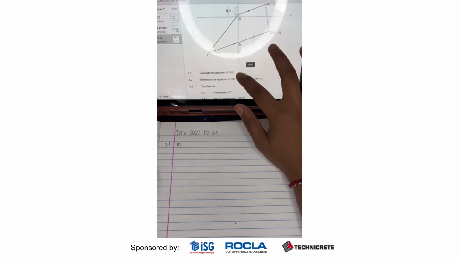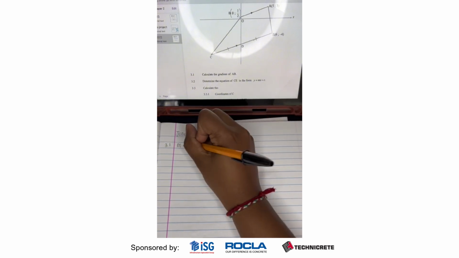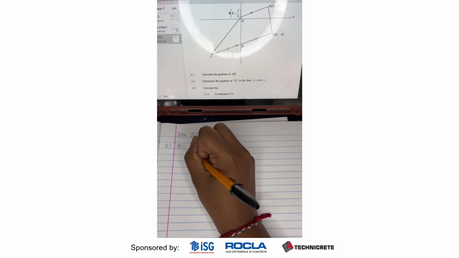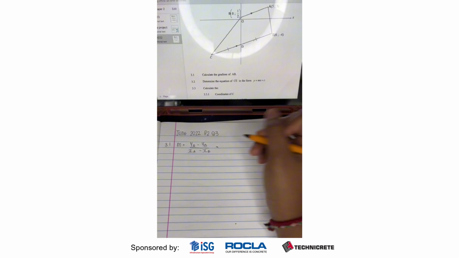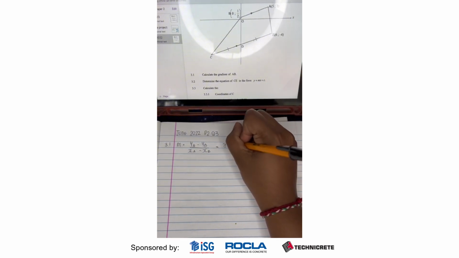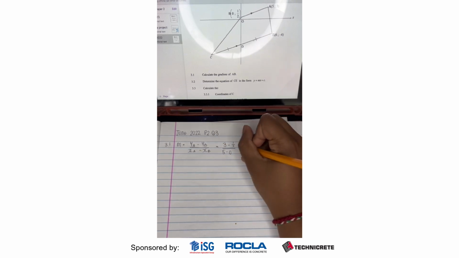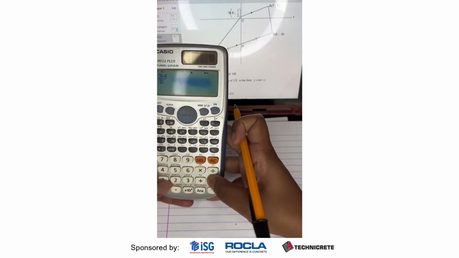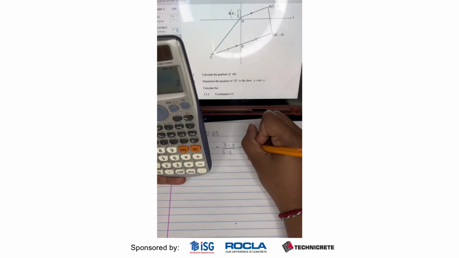Okay, calculate the gradient of AB. So gradient, we're going to have y of A minus y of B over x of A minus x of B, equal to, so y of A is 3 minus a half over x of A is 5 minus 0. And this, if you put it into our calculators, go straight to your calculators, 3 minus 0.5 over 5 minus 0 gives me a half. Okay.